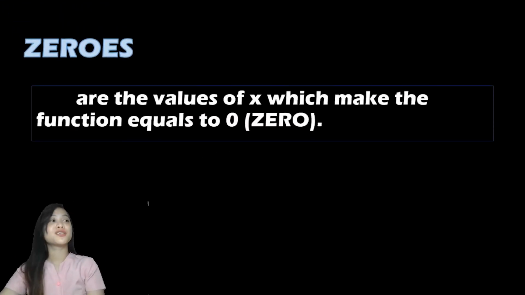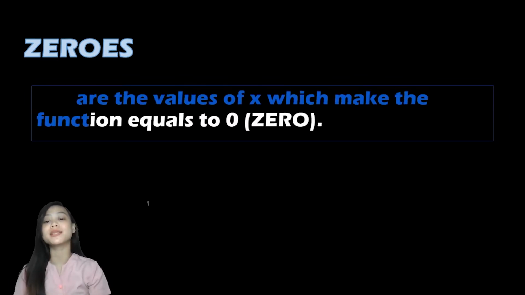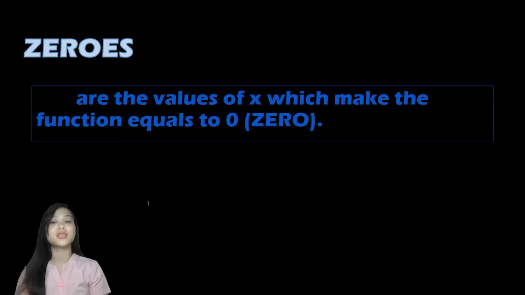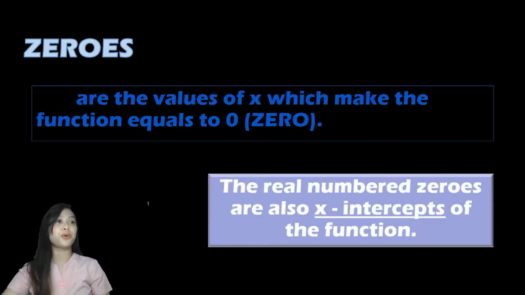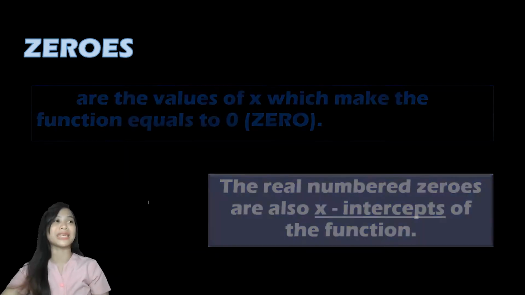So now, let's define zeros. Zeros are the values of x which make the function equal to 0. So here, you need to take a look at the numerator of the rational function. The real numbered zeros are the x-intercepts of the function. So these real numbered zeros are also our x-intercepts again.